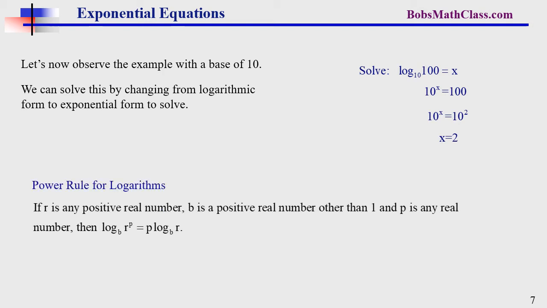Okay, we're also going to talk about this power rule real quick, and then we're going to get into more equations. If r is a positive real number, b is also a positive real number other than 1, and p is any real number, then the log of r to the power of p, base b, is equal to p times log of r base b. All that's saying is that that power, the letter p, goes in front of the whole logarithm. It just kind of moves all the way in front.